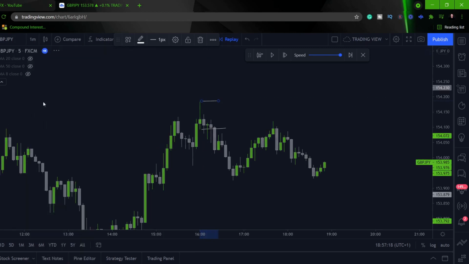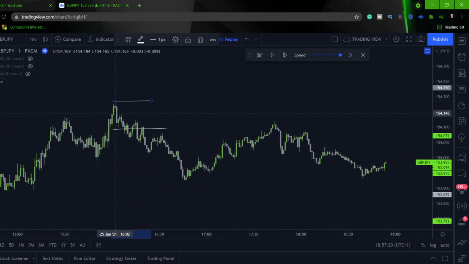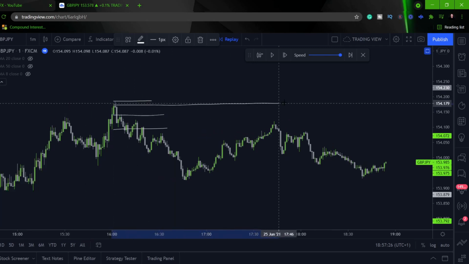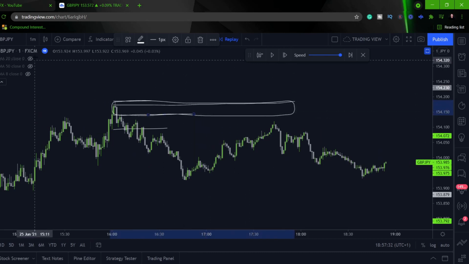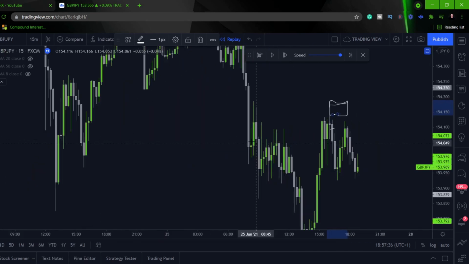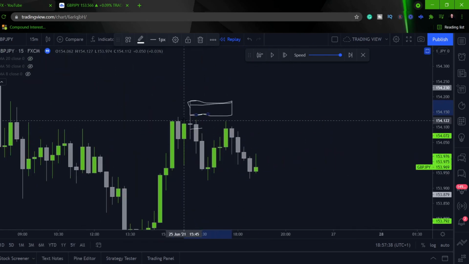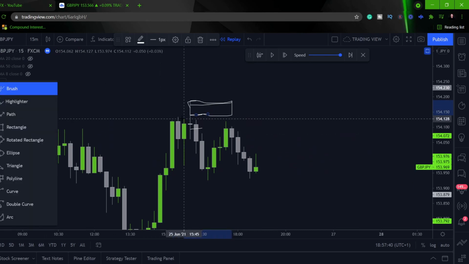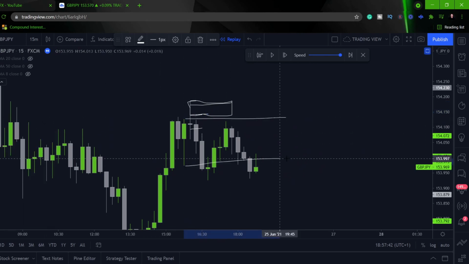If we were to go to a 1 minute, by that definition the order block is there. If we were to go to, let's say, a 15 minute, now this is the last up candle before the down move. So that is the last up candle before this down move.